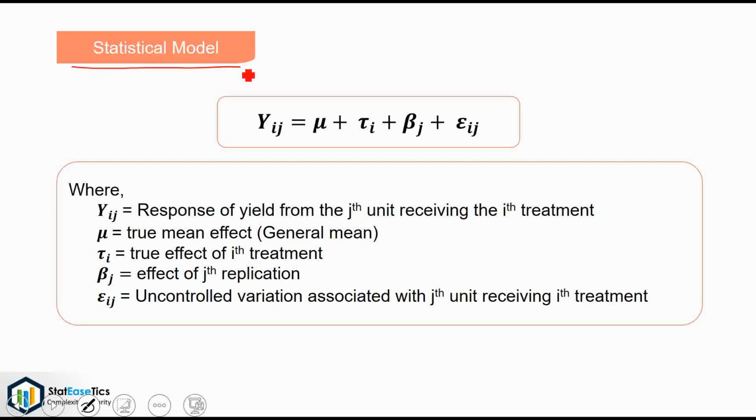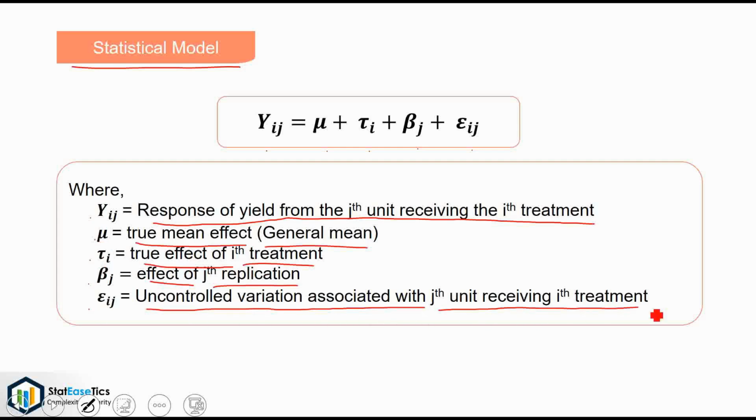Let's see the statistical model of RBD. It is Yij equals mu plus tau i plus beta j plus epsilon ij, where Yij is the response of yield from jth unit receiving the ith treatment, mu is the true mean effect or general mean, tau i is the true effect of ith treatment, beta j is the effect of jth replication, and epsilon ij is the uncontrolled variation associated with jth unit receiving ith treatment.